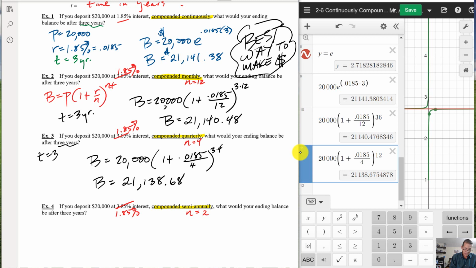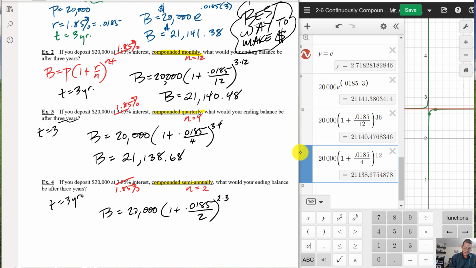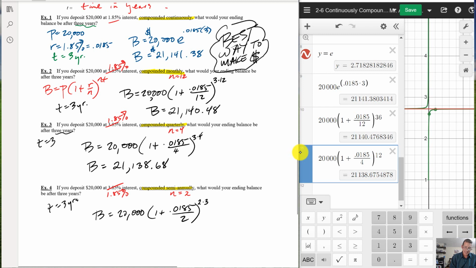And the last one here, what we want to do is take 20,000, times 1 plus 0.0185 and divide that by 2 to get a semi-annual rate because there are 2 six-month periods in a year. And again, T is 3 years in this case, and there are 2 six-month periods in every year. For 3 years, that's 6 periods, or you can write down 2 times 3, or just simply do that in your head and you get 6. 6 six-month periods right there. And so what is that equal to?